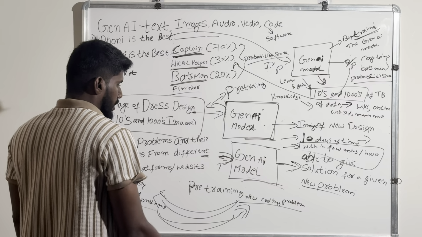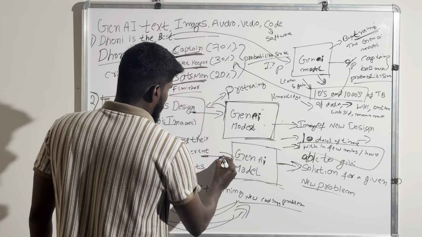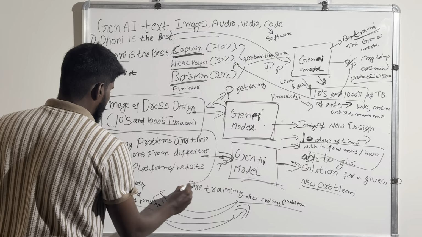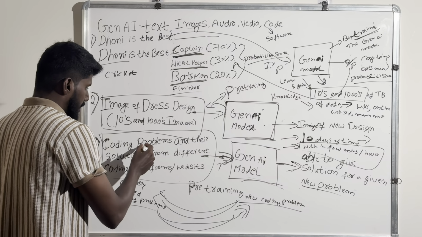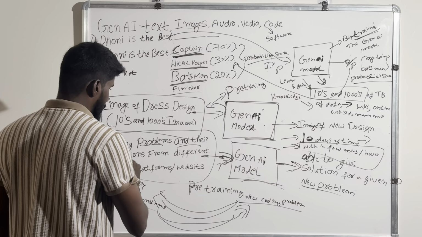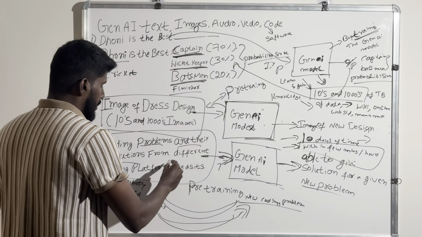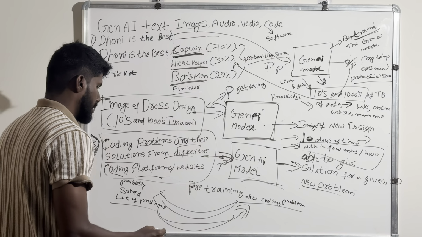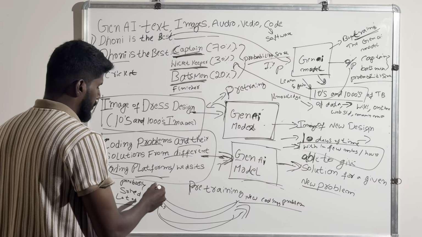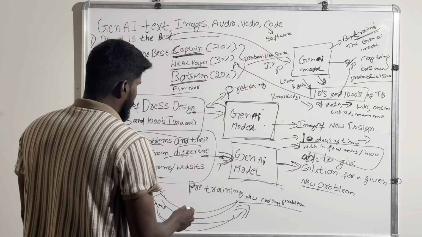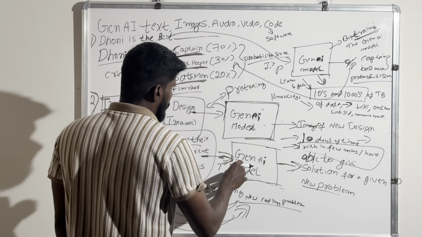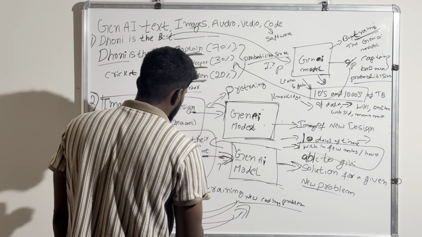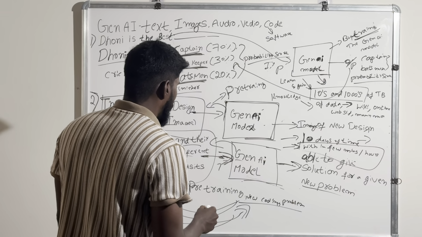Similarly, if you train a Gen AI model on the data, here the data is the problem and its coding solution data from different coding platforms. It can be LeetCode, GeeksforGeeks, HackerEarth, any of the coding platforms. You collect all this data and feed it into a Gen AI model for training. During the pre-training stage, it has learned all the problem statements and the solutions.